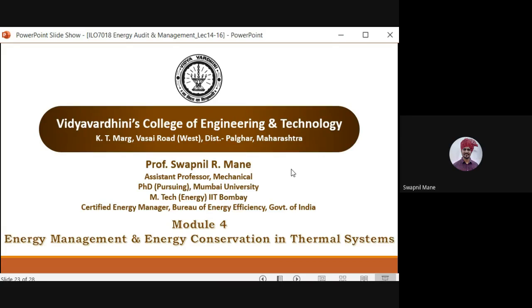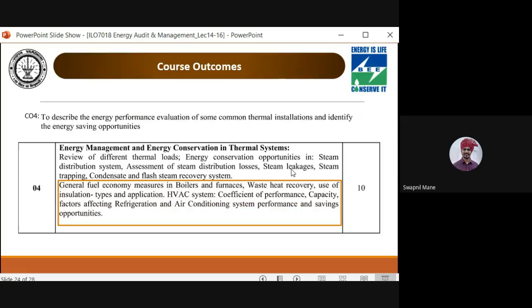Our lecture will be divided into four parts, in which we will discuss the boiler, furnaces, waste heat recovery, and use of insulation, types and application. Today we will discuss boilers, then the next lecture will be on furnaces, then we will start with waste heat recovery, and then the use of insulation, its type and application.